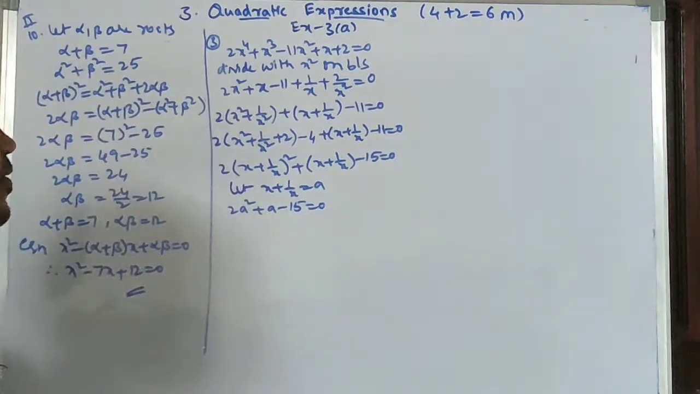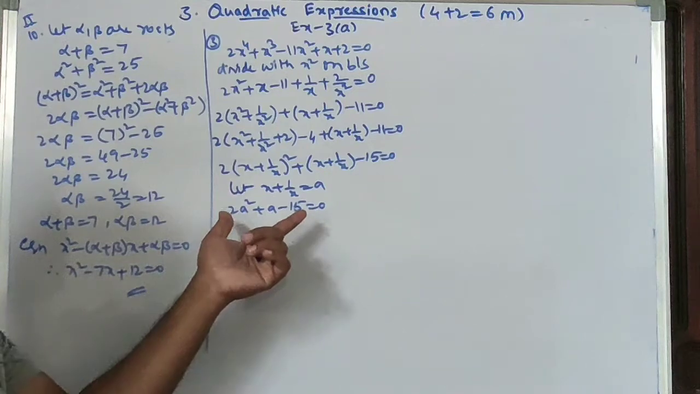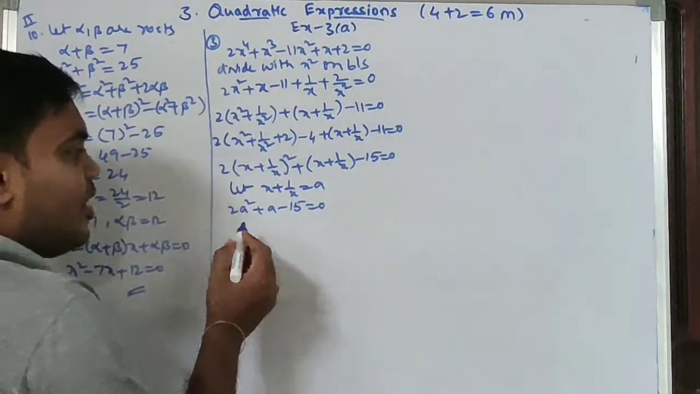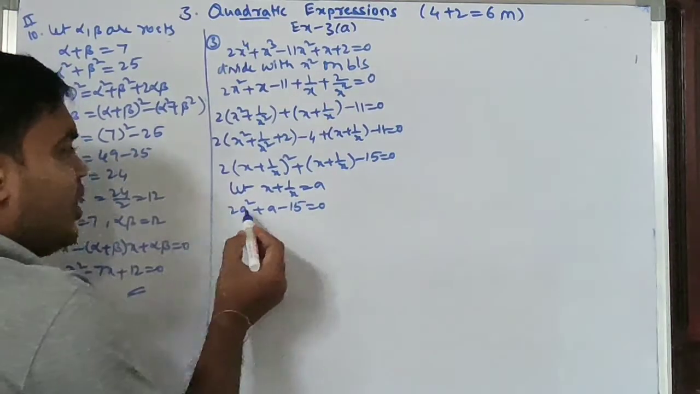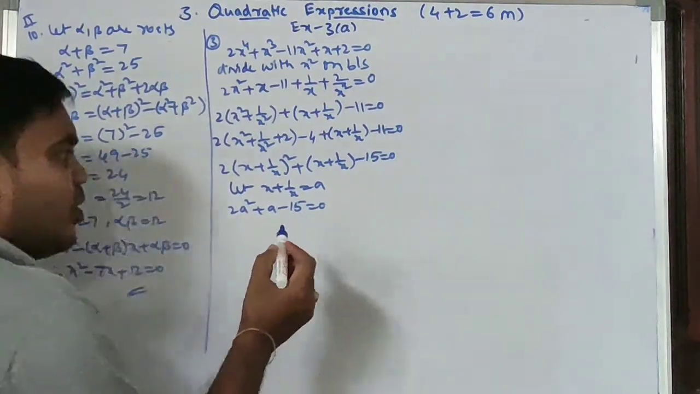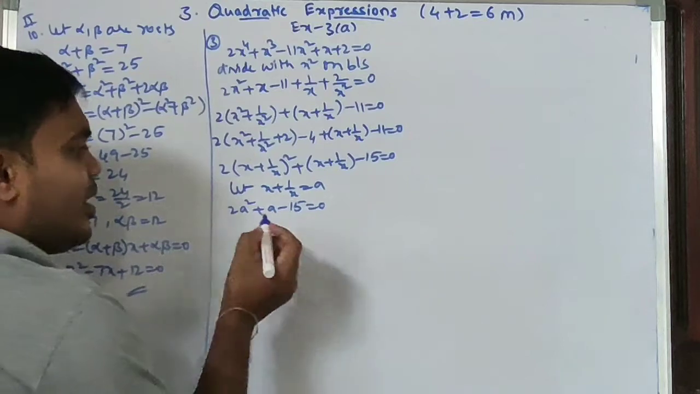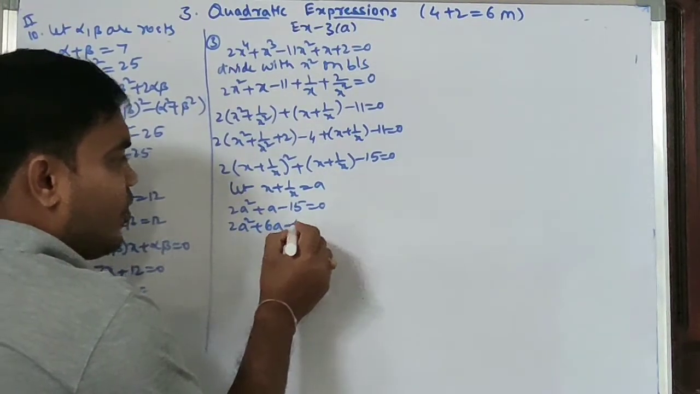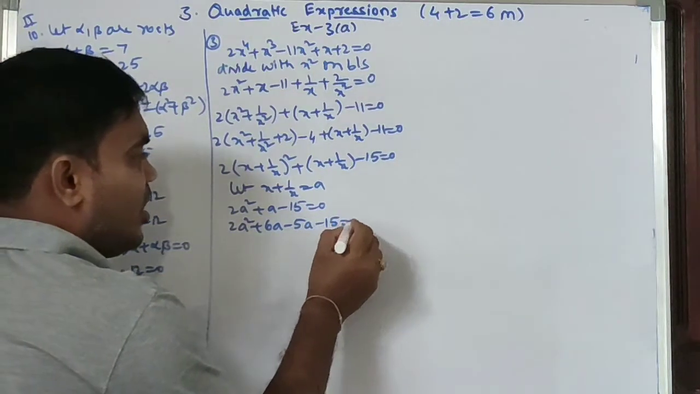2a square plus a minus 15 equal to 0. So now it will be converted into a quadratic. So 2a square plus a minus 15. I want to factorize 2 into 15, 30. So this is 6 into 5, 30. So 2a square plus 6a minus 5a minus 15 equal to 0.